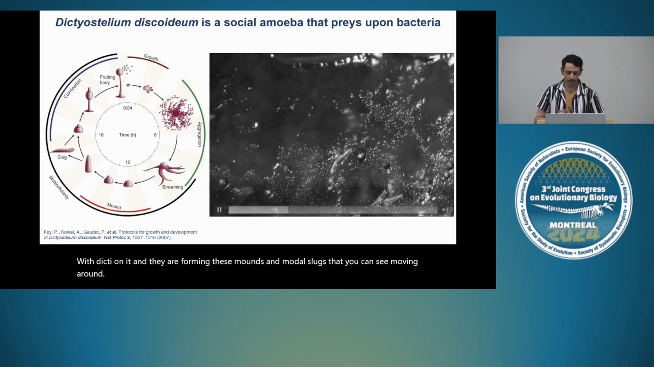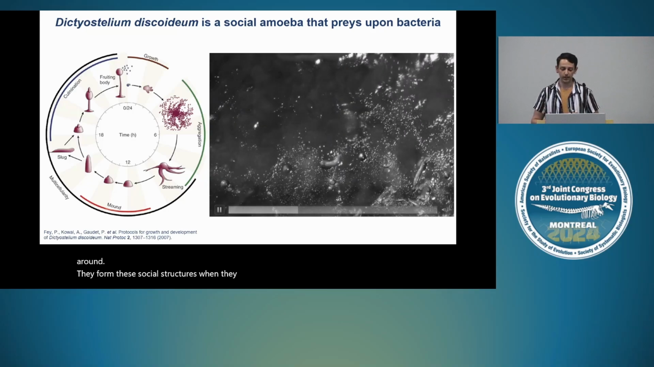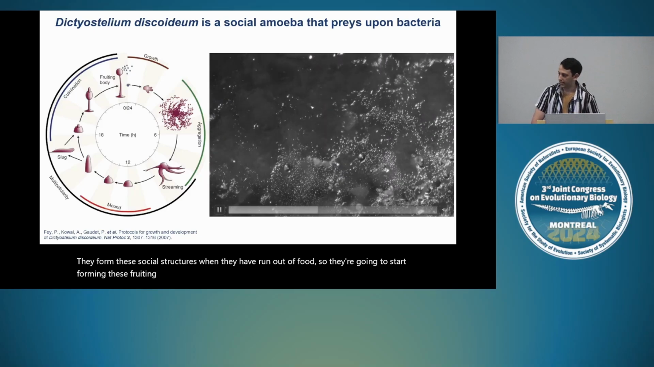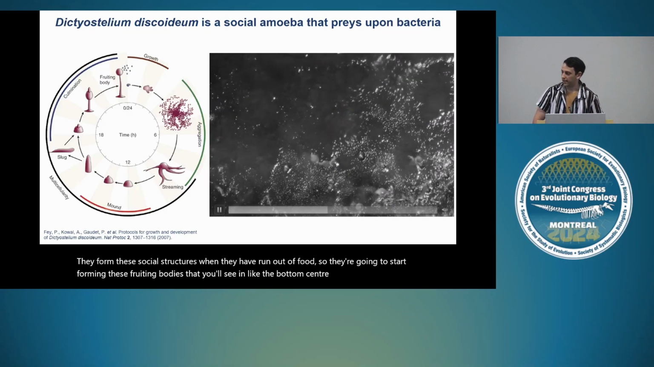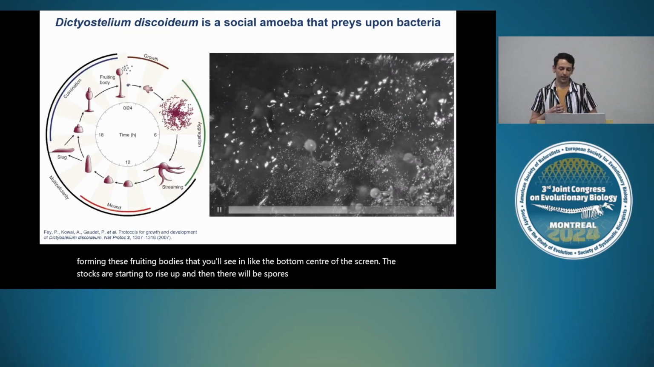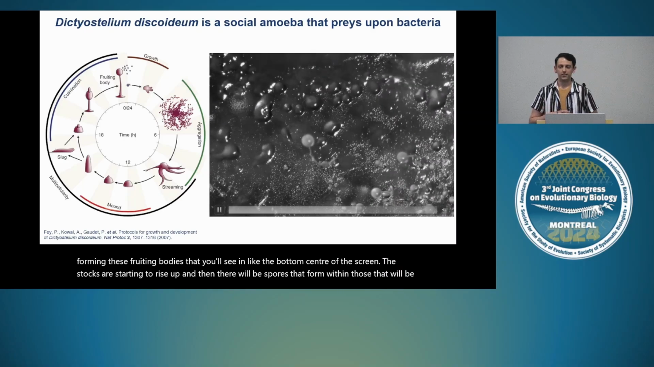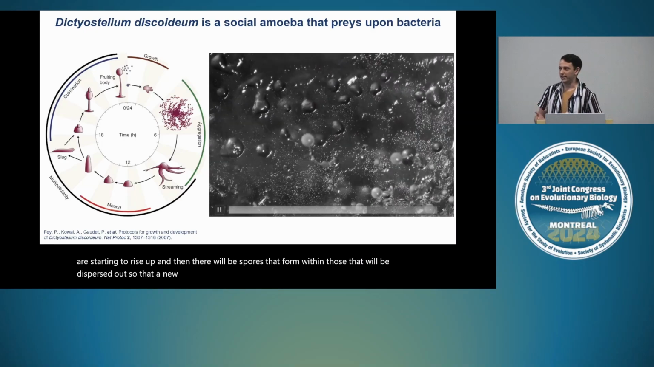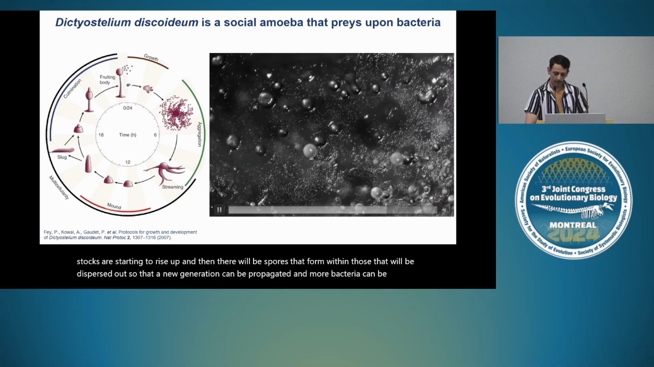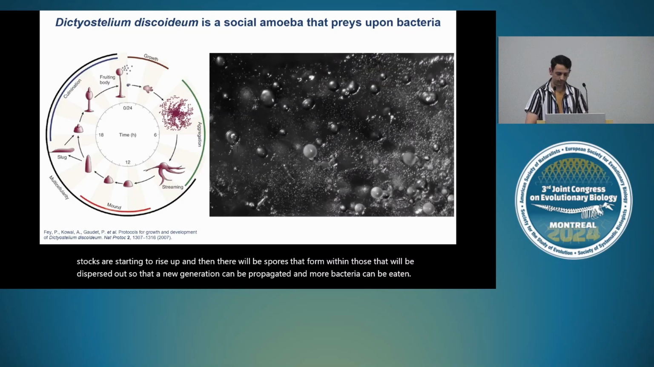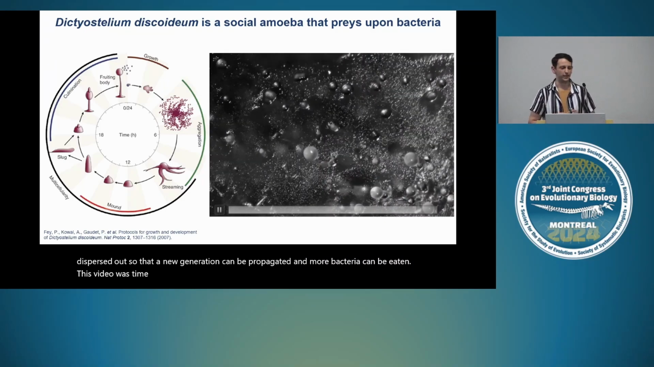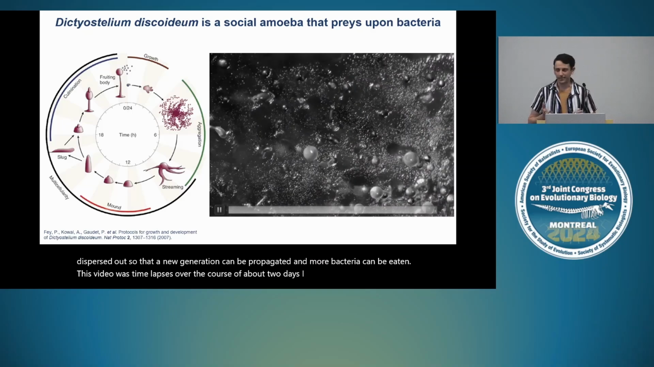They form these social structures when they have run out of food. So they're going to start forming these fruiting bodies that you'll see in like the bottom center of the screen. Those stalks are starting to rise up, and then there will be spores that form within those that will be dispersed out so that a new generation can be propagated and more bacteria can be eaten. And this video was time-lapse. It was over the course of about 2 days, I think. Sped up, so it's like 40 seconds.